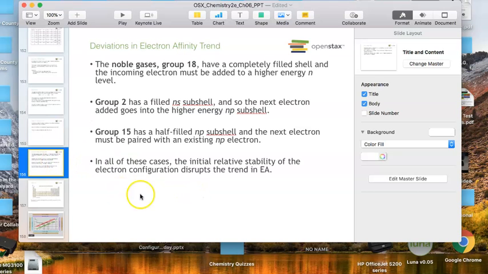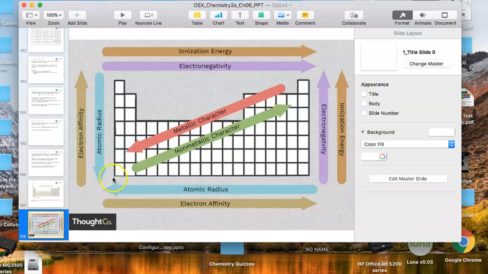Okay. So let's look at our trend first, and we'll come back to wrap this up here. So here we have electron affinity. Electron affinity increases as we go across a period. And it makes sense if you think about nonmetals. They already have a lot of valence electrons. They want to add another electron if they can, so electron affinity is going to be high. Metals want to lose electrons, so they would have lower electron affinities.